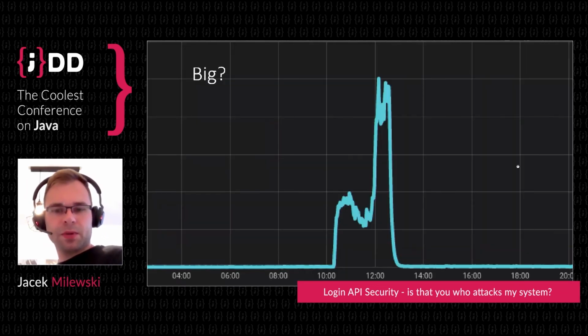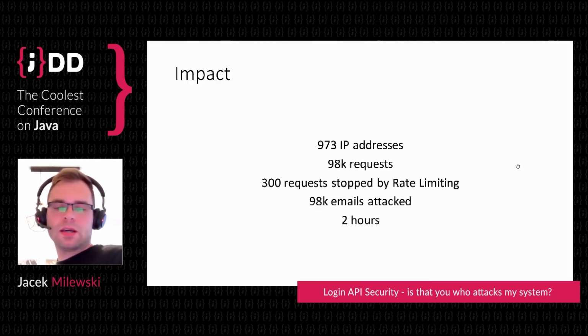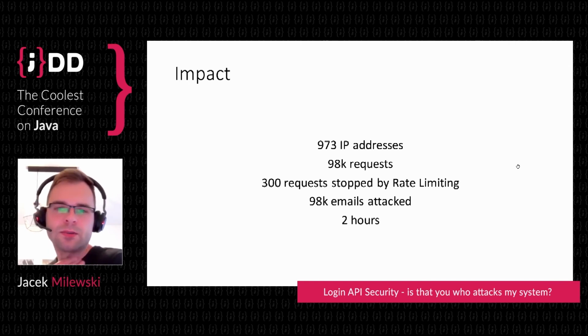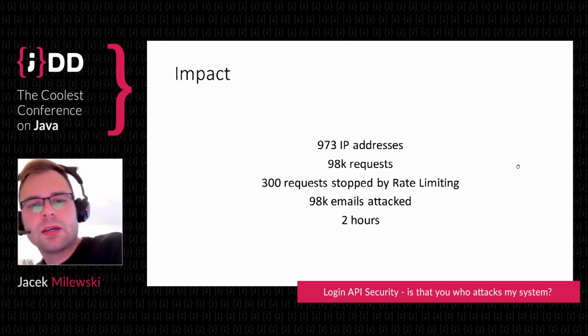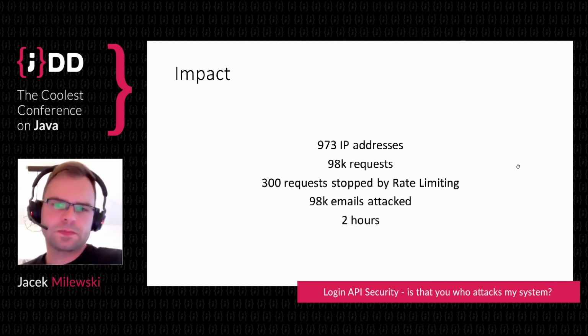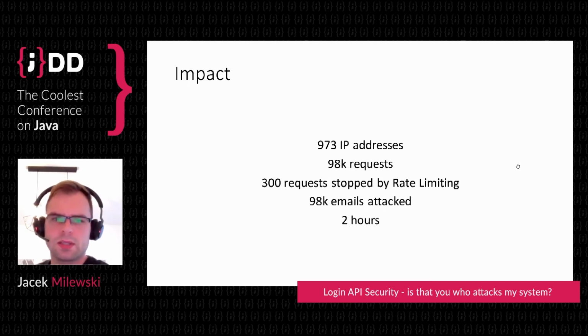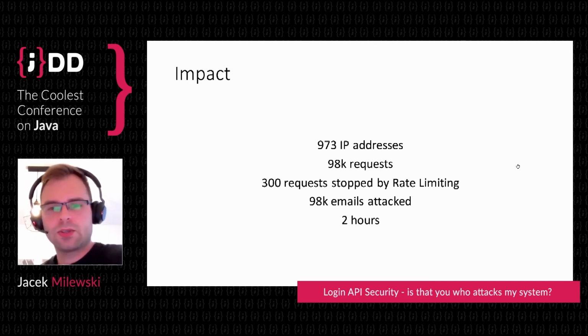Another one, even bigger, and shorter. The important thing is that he had around 100,000 requests, and just 300 were stopped by rate limiting, right? So he managed to trick our rate limiting pretty nicely.